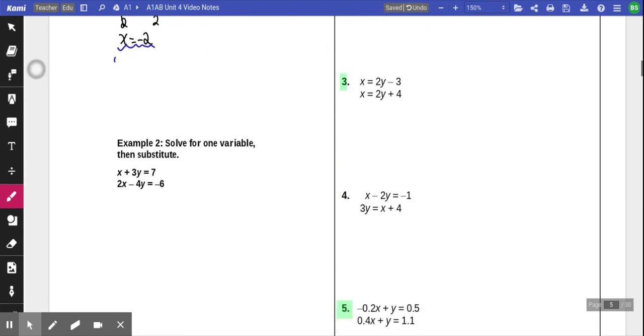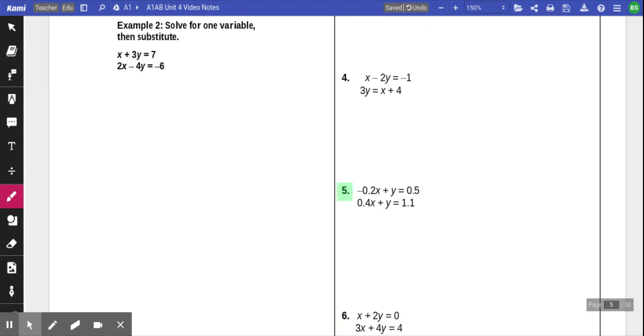Let's look at the next example below. It might be possible that you don't have one of the equations already solved for one of the variables. All you need to do is solve for one of the variables. If I look at the first one, x plus 3y is equal to 7, I can easily make this an equation where it is either x is equal to or y is equal to. It doesn't matter which one you solve for first. If I subtract 3y from both sides, I'm left with x is equal to 7 minus 3y. That's the same thing as writing negative 3y plus 7, because that 7 was positive.